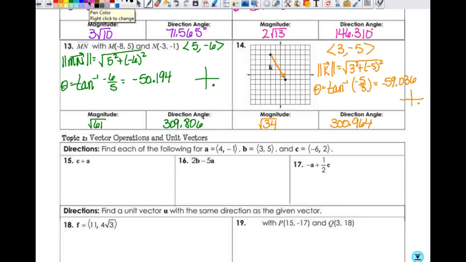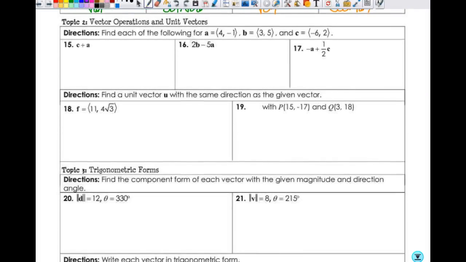Okay, now we're going to look at vector operations. Let's find each of the following. So they have defined vectors A, B, and C for us, and we just want C plus A. This is a piece of cake, right? So you take C, which is negative 6 plus 4 for A, and then the y term, I'm going to take 2 plus a negative 1. So C plus A is equal to negative 2, 1.